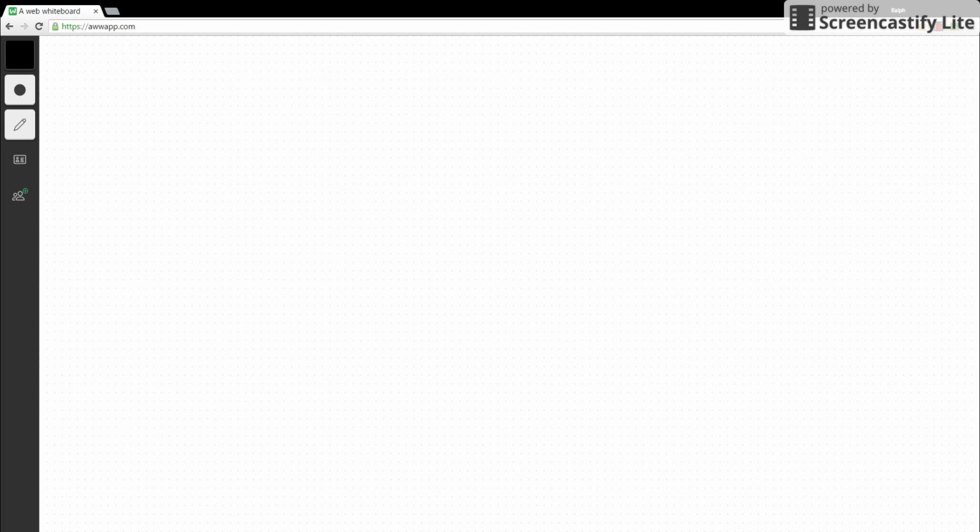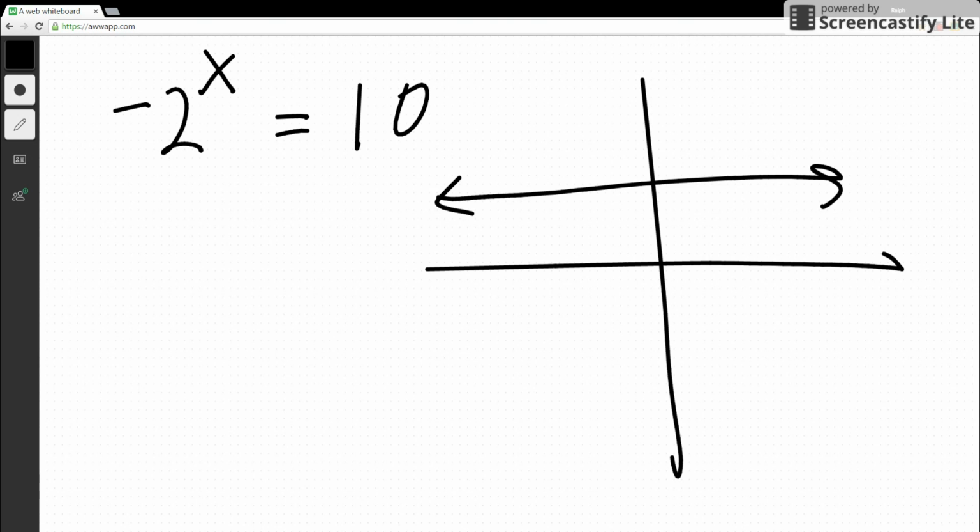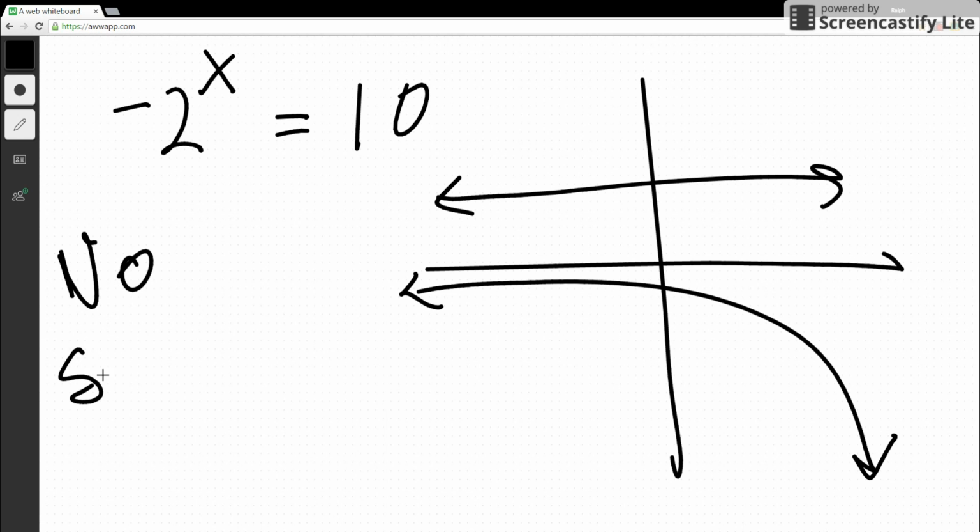Looking at number 10, they give you this, -2 to the x equals 10, and then they give you the graph. You've got one line up here and another one going like this. They want to know, where's the solution? Well, if I graph them, the solution is where they cross. You can see how these lines are not going to cross. So there is no solution. The lines don't cross, there is no solution.